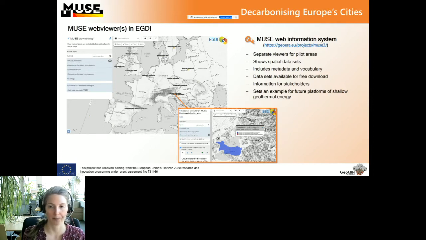where you can explore the resources in more detail for each pilot area. With this web viewer, with this web system, we want to, of course, distribute the information to our stakeholders. So now you can actually zoom into your desired area and have a look at what resources you can expect to use for shallow geothermal energy. And this setup should also serve as an example for future platforms about shallow geothermal energy.